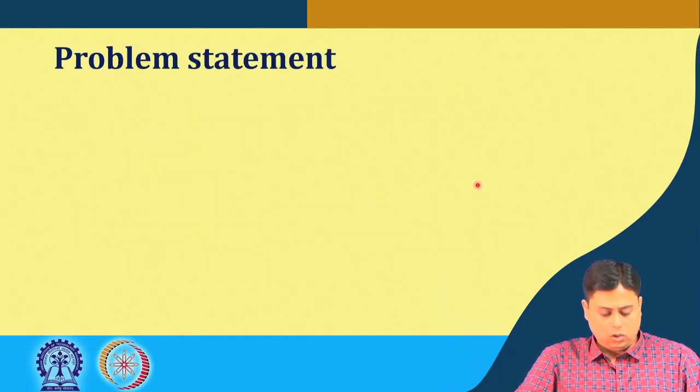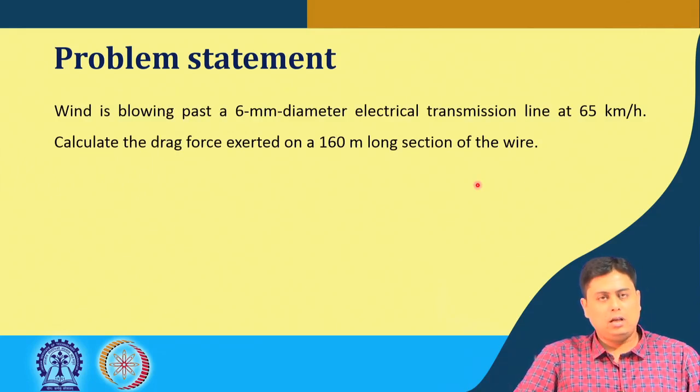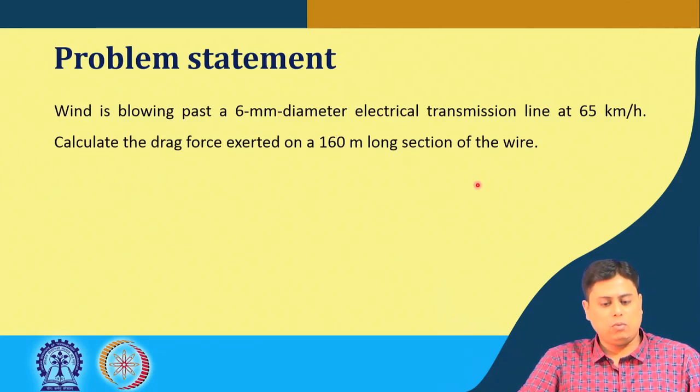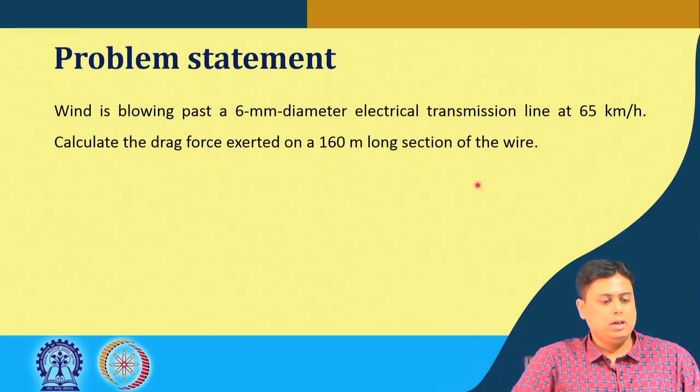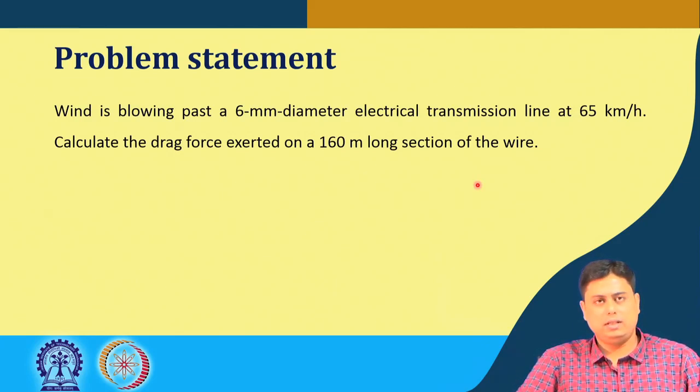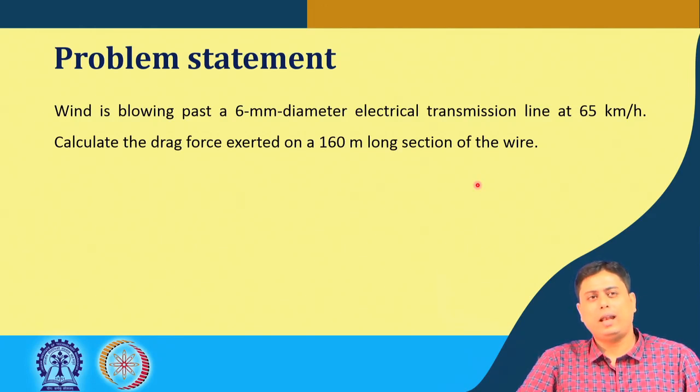Fine. So, if we now again come back to the problem, just to summarize the whole thing and how the things we have described: the wind is blowing past a 6 millimeter diameter electrical transmission line at 65 kilometer per hour. We have to calculate the drag force exerted on a 160 meter long section of this wire. So, this is a kind of overhead wire you have seen for the electrical transmission.